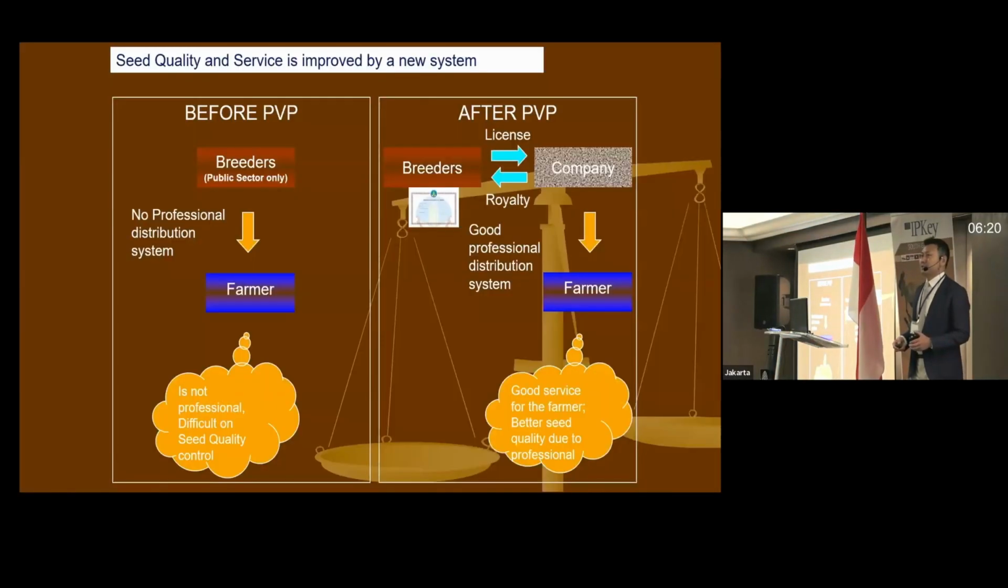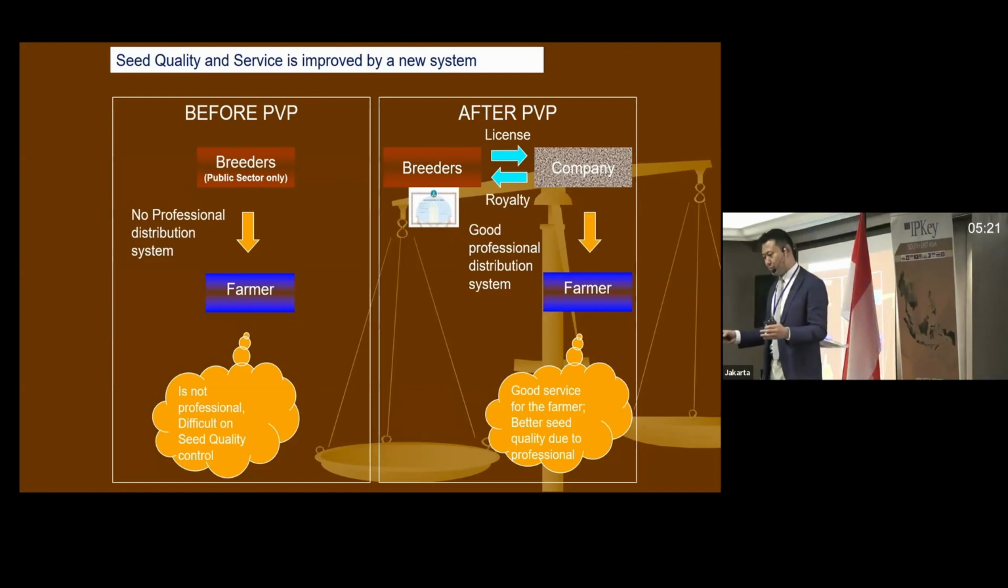And also in Vietnam, there is a change in the seed industry. Before the PBR system was introduced, almost all the breeders were public sector only. So they could produce the new plant varieties, however the production and distribution was done by the public sector. But after the PBR system was introduced, the breeders give a license to another company, the seed company, and then seed companies produce the new plant varieties under good conditions and distribute them very well. And the farmers get access to good, high quality seeds and the service as well. They can get information on how to grow this new variety nicely.